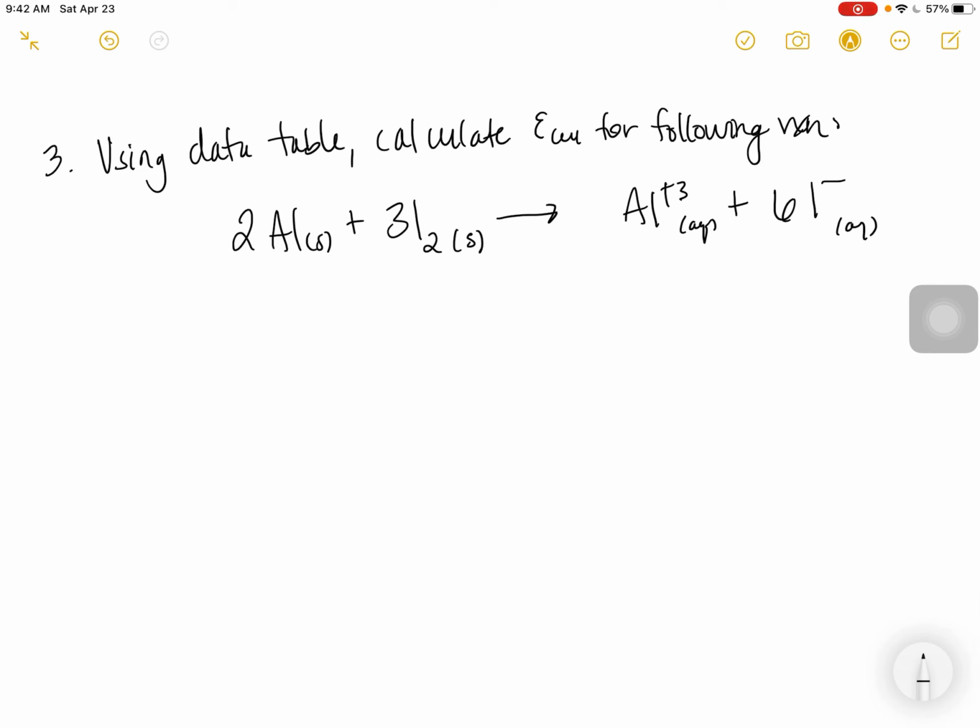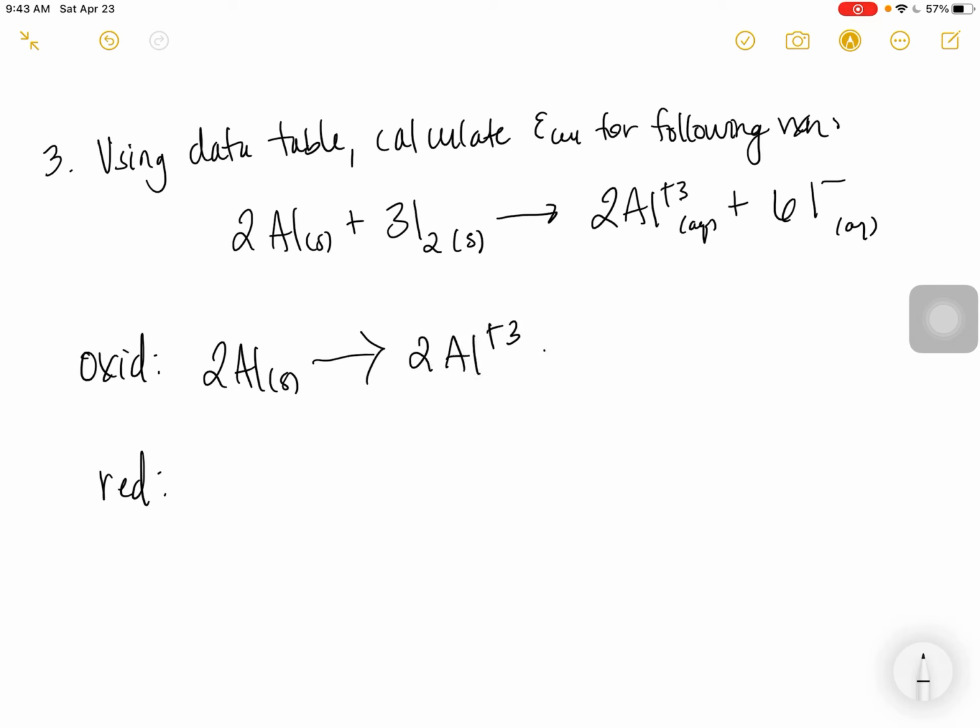And then the third one, using the data table, calculate the E cell for the following reaction. They're giving it to us in one big chemical reaction. So we need to split it into the oxidation and reduction half reactions. So let's look at this. Oxidation is, oh, I forgot my 2 here, sorry. Oxidation is the 2 aluminum turning into 2 Al+3.